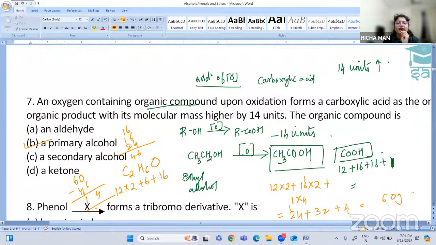What they have said is there is an organic compound which has oxygen, and when we do oxidation, you get a carboxylic acid. So whenever you have a primary alcohol and do oxidation, you get a carboxylic acid. We have taken the simplest alcohol, ethyl alcohol, and it forms acetic acid. We calculated the molecular mass, and the difference is 14 grams. So it is ethyl alcohol. Yes, Lubna has answered as B.